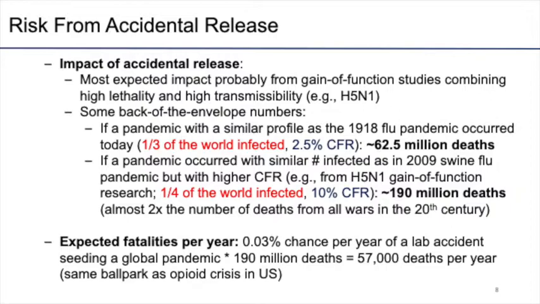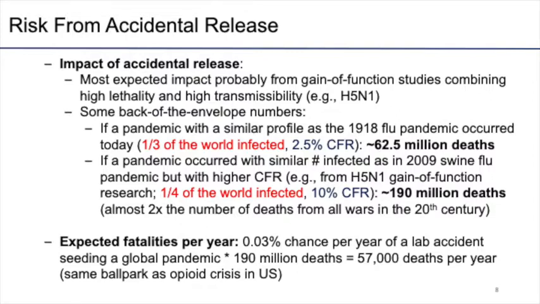So if we do just a really naive expected impact calculation, if we take that previous 0.03% chance per year of a lab accident seeding a global pandemic, and you take this 190 million death impact, that leads to about 57,000 deaths per year, which is the same ballpark as the opioid crisis in the US currently. And again, all these numbers have high uncertainties around them, so I wouldn't take these as all that conclusive, but it's, I think, a start.